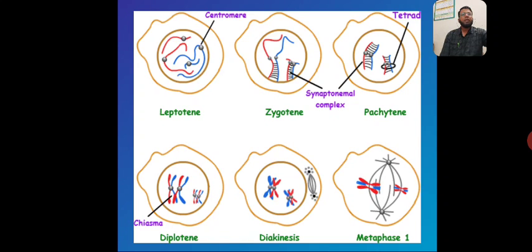The continuous fibers are linked to the opposite pole. Metaphase is characterized by the formation of a well-organized spindle apparatus. The spindle fibers are well organized and the chromosomes are toward the center line.